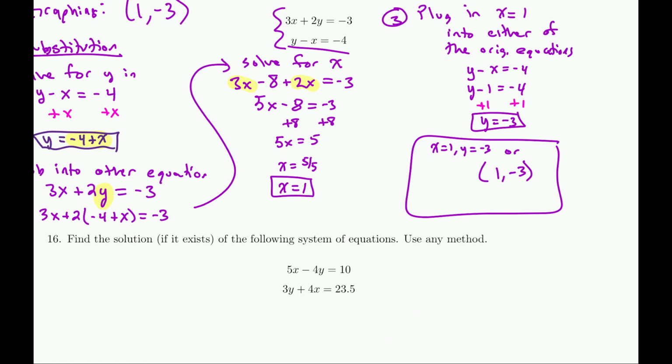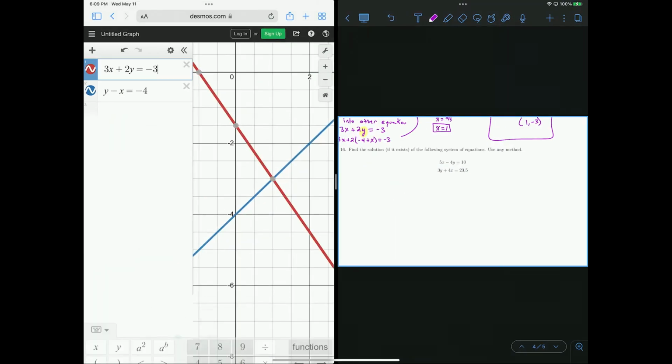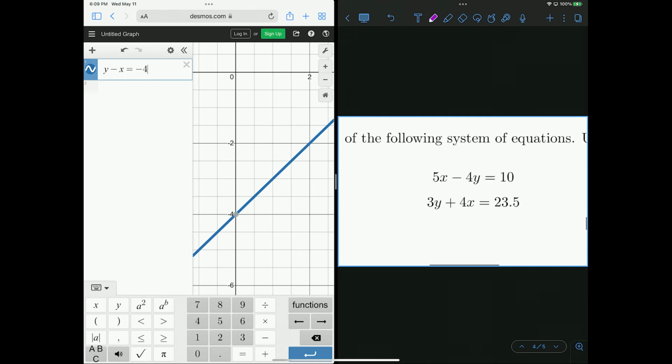Okay. Now, yeah, so that was substitution. On the second one here, again, you could graph it, right? So we can come over here to Desmos, and we can just type this in here. I was trying to delete that. It wasn't deleting. Okay, we can just type this in.